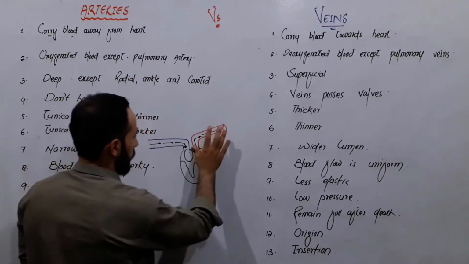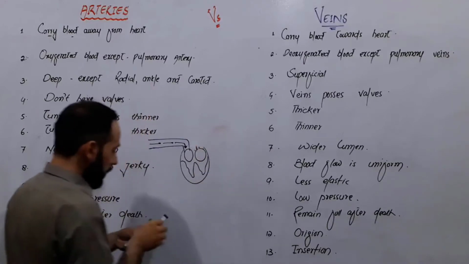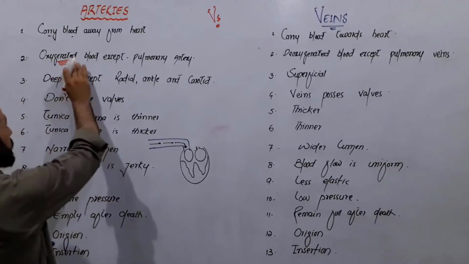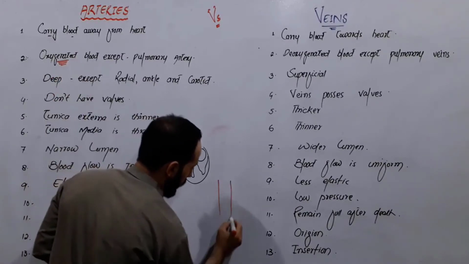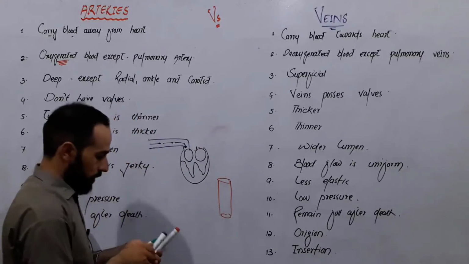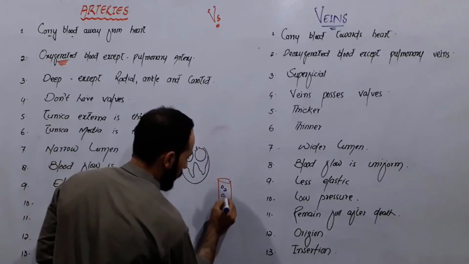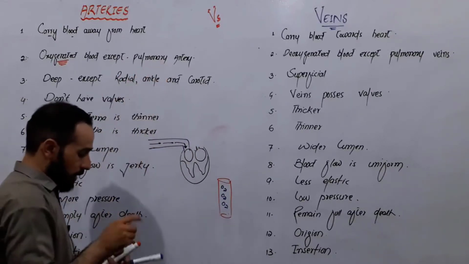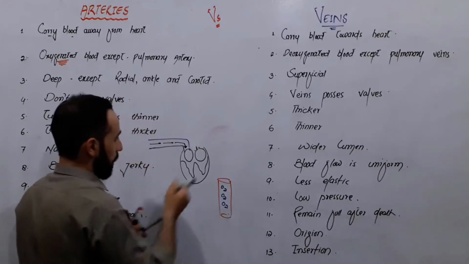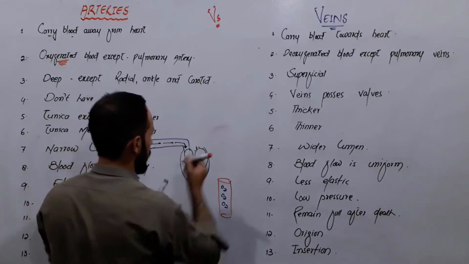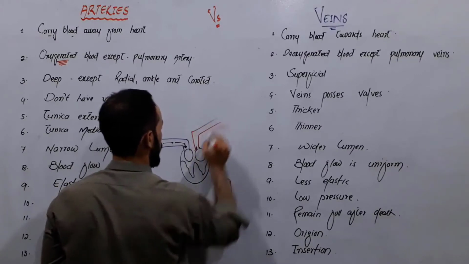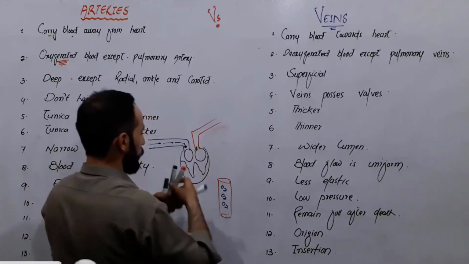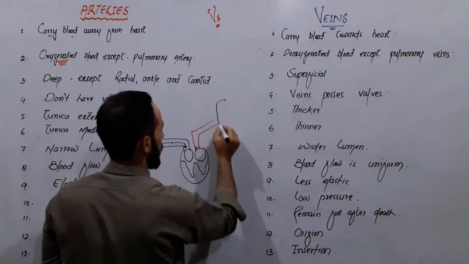Listen carefully. All arteries in our body contain oxygenated blood. It means in the arteries we have oxygenated blood. But the exception is with the pulmonary artery, and this artery arises from the heart, right? From the right ventricle, and takes the blood towards the lungs, right?